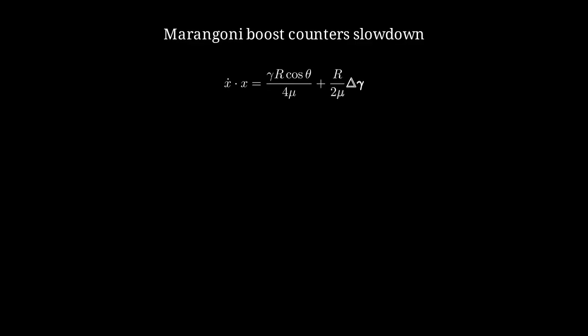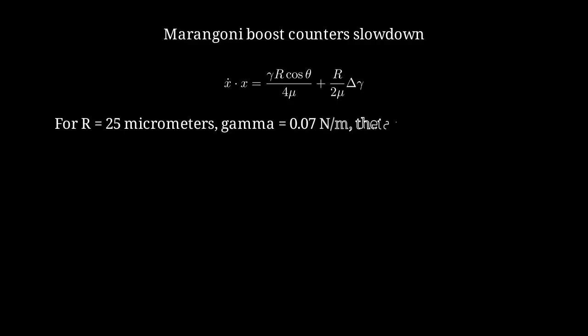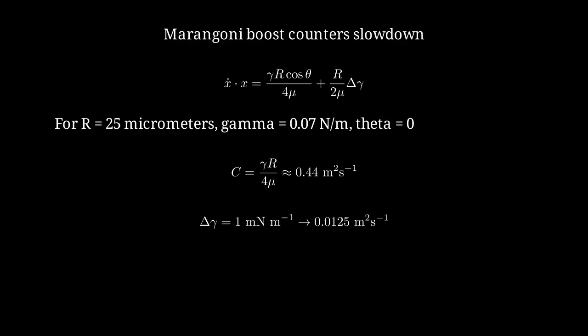The augmented equation is x dot times x equals the capillary term plus r over 2 mu times delta gamma for the Marangoni contribution. For radius 25 micrometers, surface tension 0.07 newtons per meter and contact angle 0, the capillary coefficient C is about 0.44 square meters per second. A small surface tension difference of 1 millinewton per meter adds 0.0125 square meters per second, a few percent boost that matters when filling has slowed.